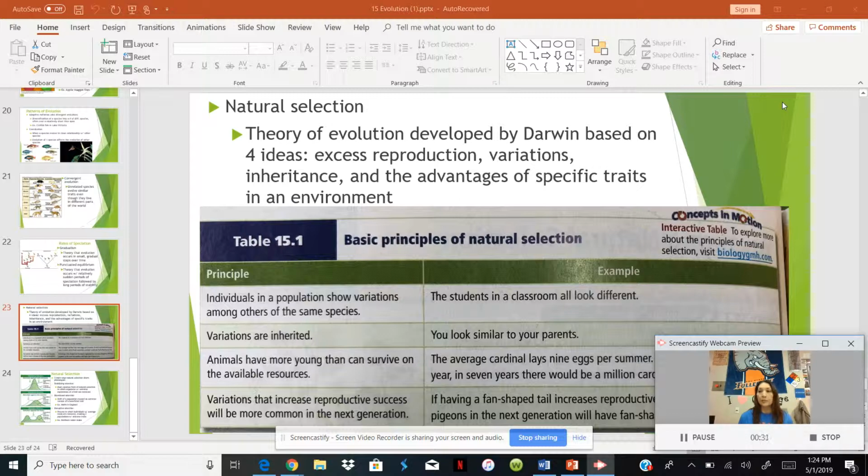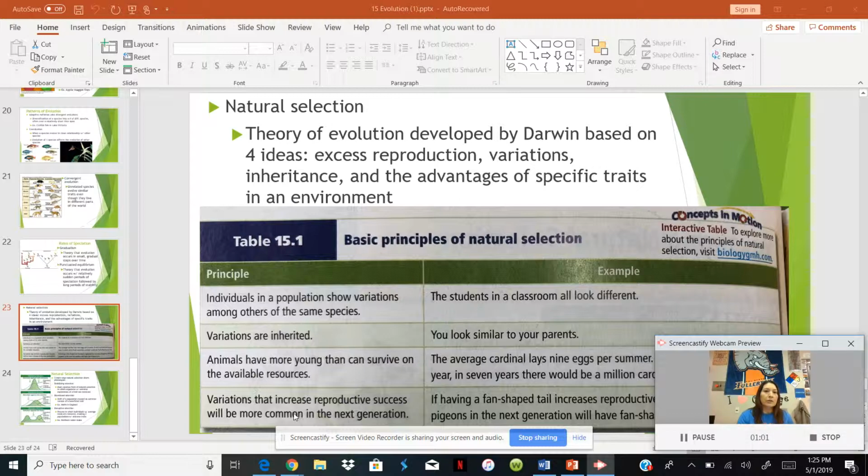There are four principles that apply to natural selection, as you can see here from our notes that we did the other day. And there are three principles I want to focus on in particular. First off is that individuals in a population show variations among others of the same species. The example that I used in class was that the students in a classroom all look different. We can look around at each other and see that some people have straight hair, some people have wavy hair, some people have blonde hair, some people have black hair.